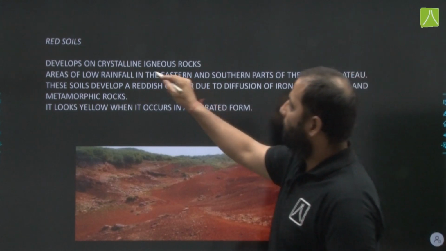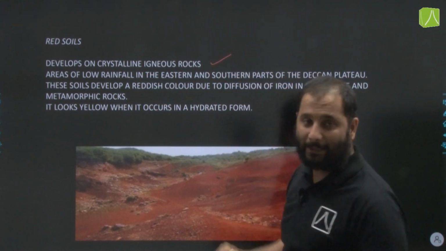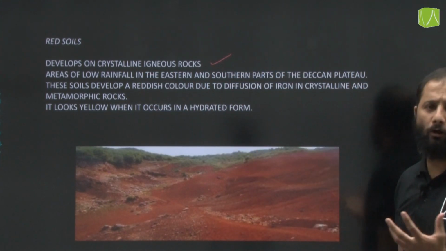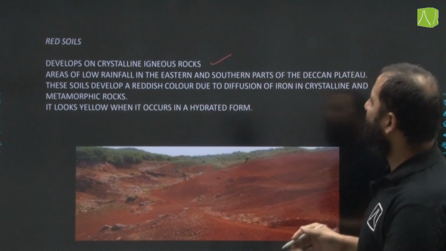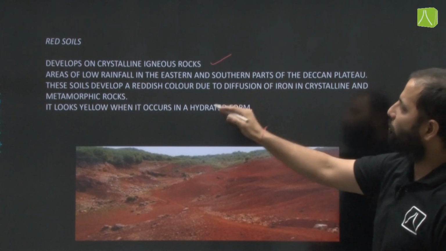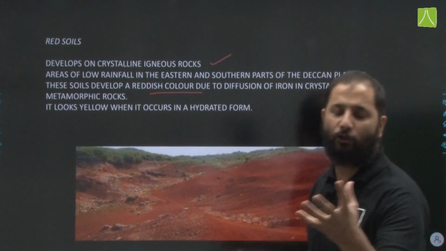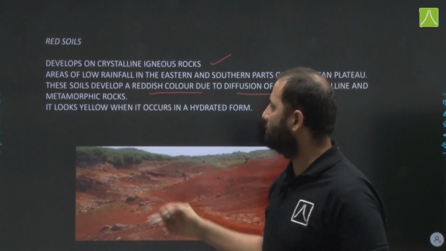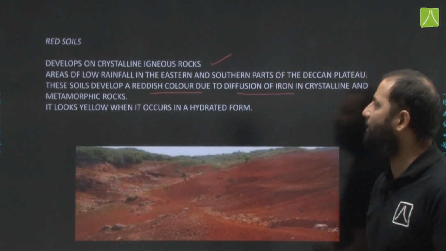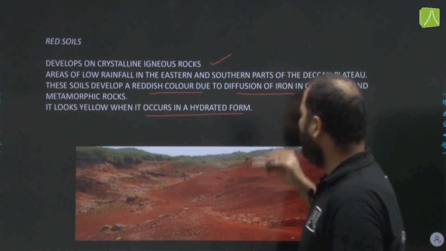Red soil develops on crystalline igneous rocks. Igneous rock is your primary rock, and these soils develop in areas of low rainfall in the eastern and southern parts of the Deccan Plateau. These soils develop a reddish color because of the diffusion of iron in crystalline and metamorphic rocks. It looks yellow when it occurs in a hydrated form.